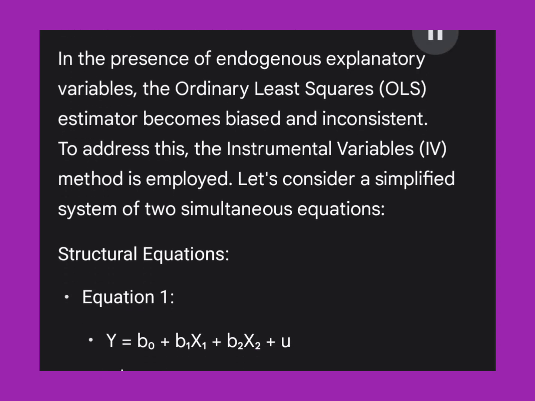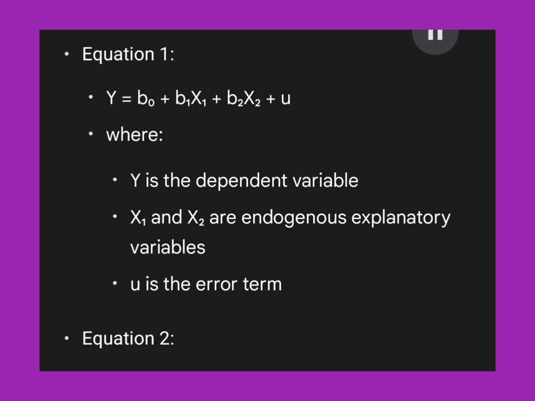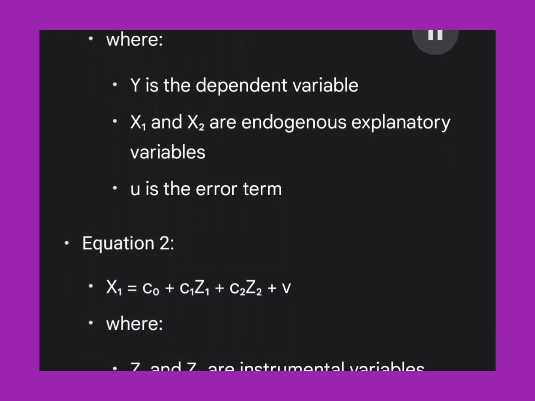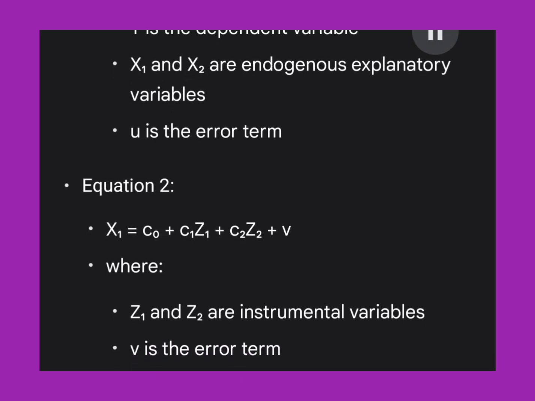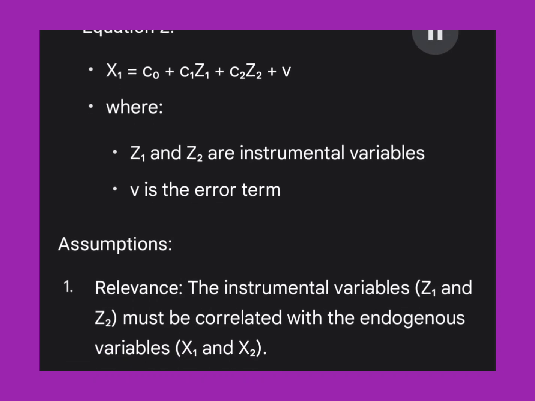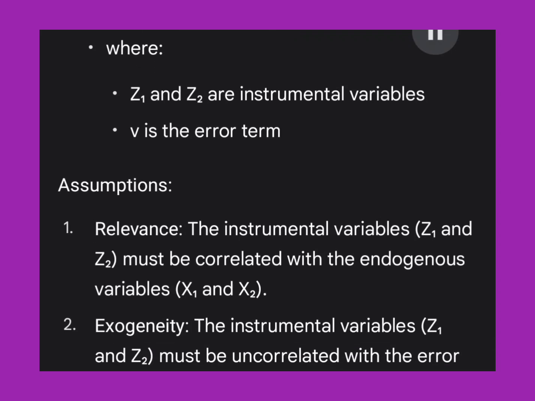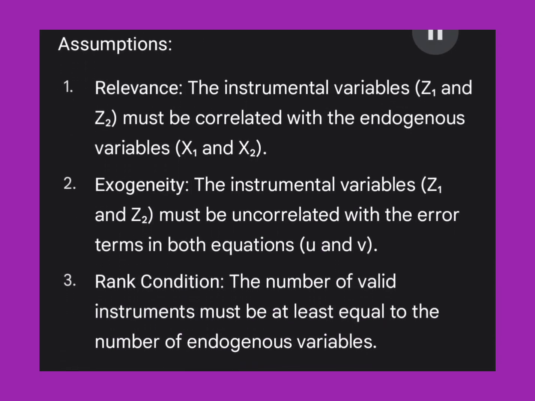Structural equations. Equation 1. Y equals b0 plus b1 x1 plus b2 x2 plus u, where y is the dependent variable, x1 and x2 are endogenous explanatory variables, u is the error term. Equation 2. X equals c0 plus c1 z1 plus c2 z2 plus v, where z1 and z2 are instrumental variables, v is the error term.